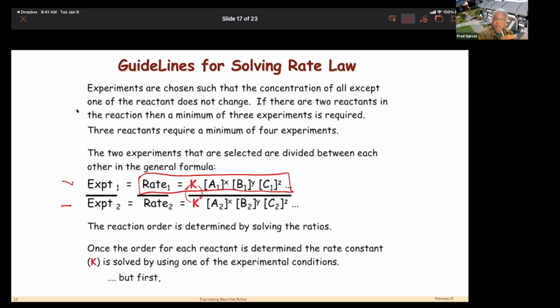Now, in the 2 different experiments, the concentrations may vary, so they may not be equal. But if you pick experiments 1 and 2, remember that in experiments 1 and 2, the NO concentrations were equal. So what we can do now is use that relationship to simplify the math. This is what we're going to do.